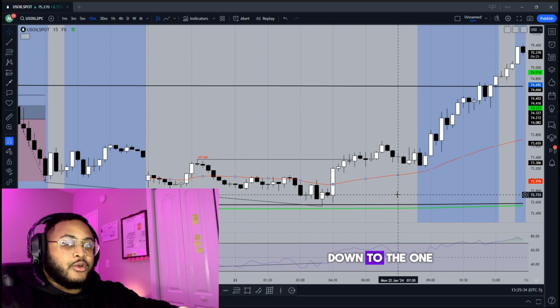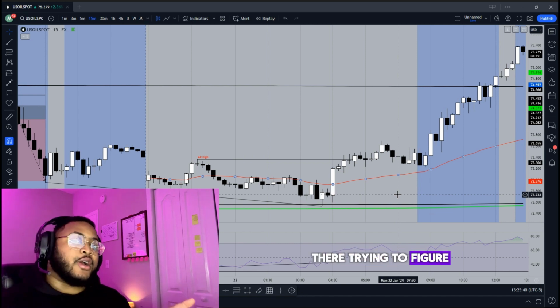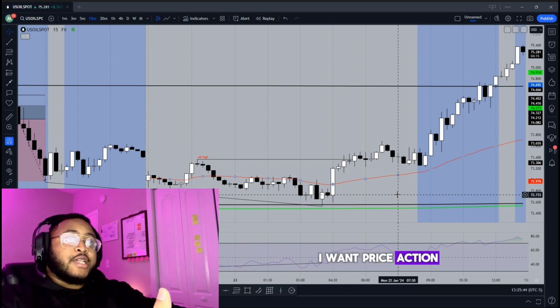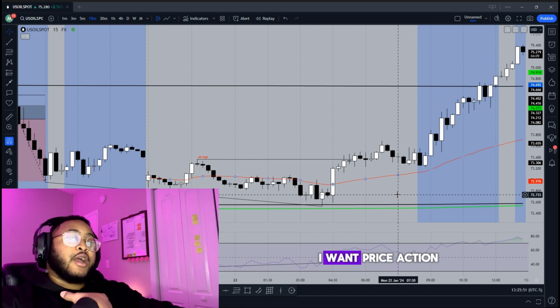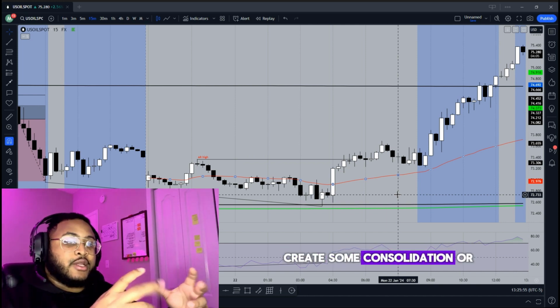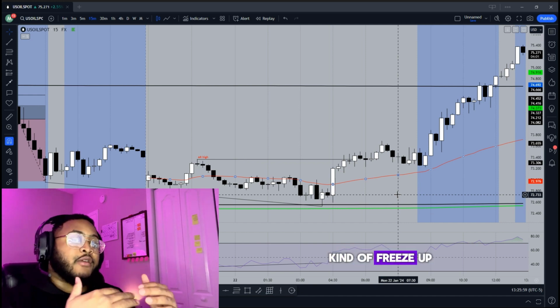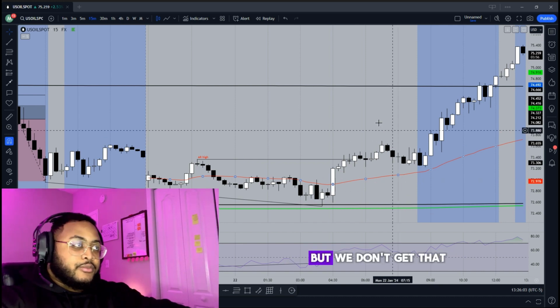I'm not going to go down to the 1 minute. Now, have I gone down to the 1 minute to look at it? Yes, but I'm not sitting there trying to figure out an entry. I have my edge. I want price action to touch this anchor VWAP. I want the 1 minute to give me divergence. I want price action to push in my direction, create some consolidation or an area where it more or less freezes up and gives me an active entry after that point. But we don't get that.